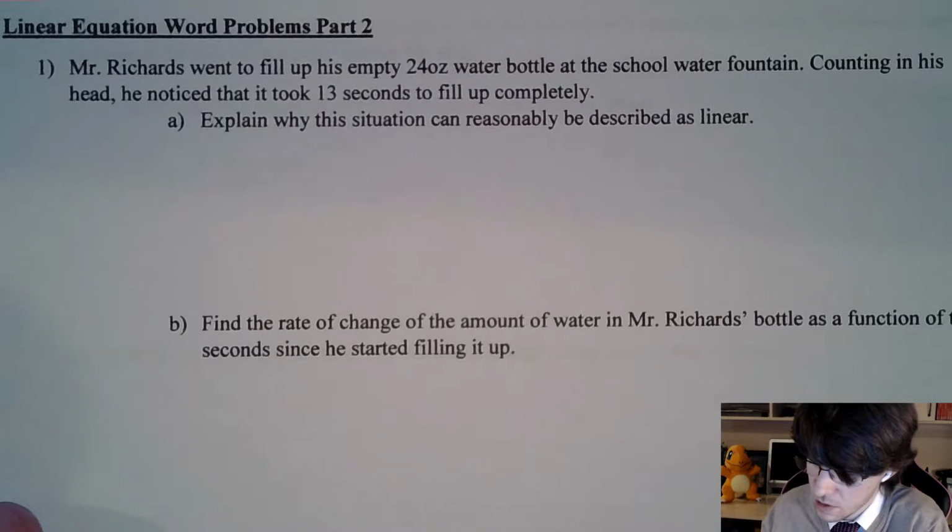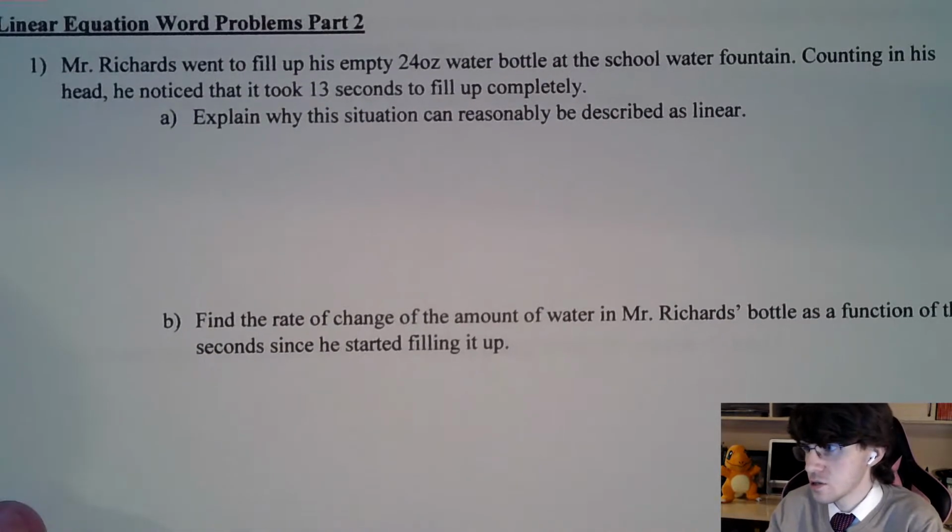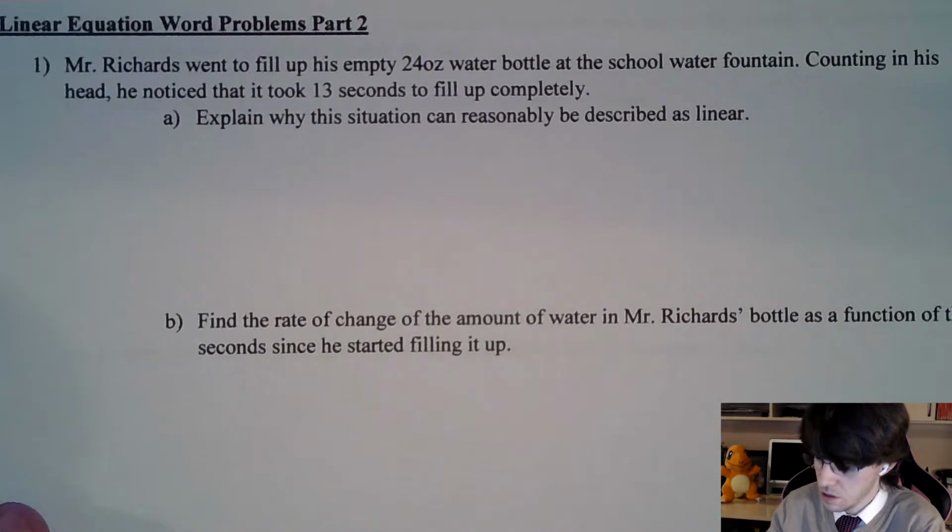Let's get going over this short little homework. Only 2 questions long. Although these questions do have A, B, C, D, E parts, you could say 10 questions long. Let's hop to it.